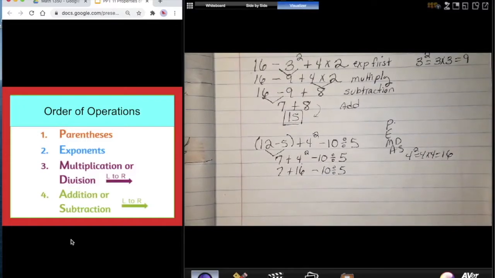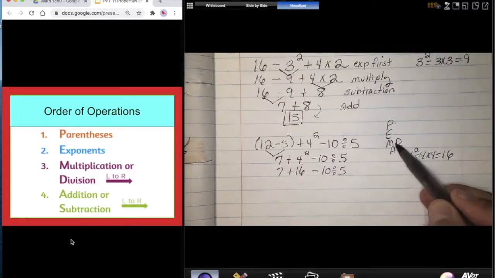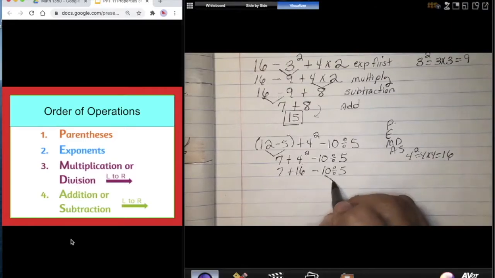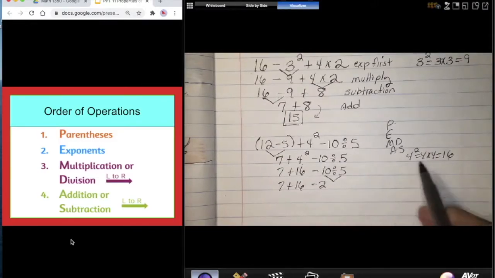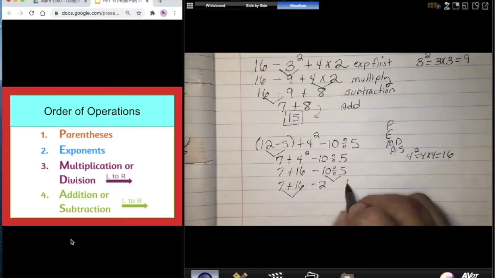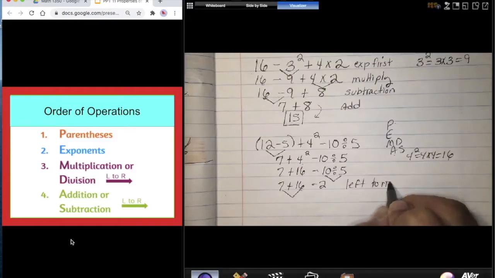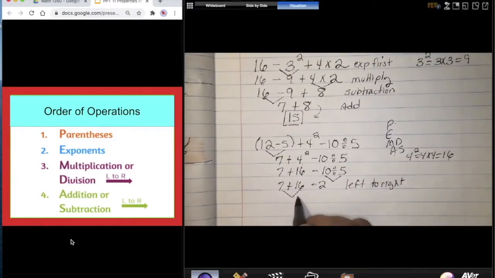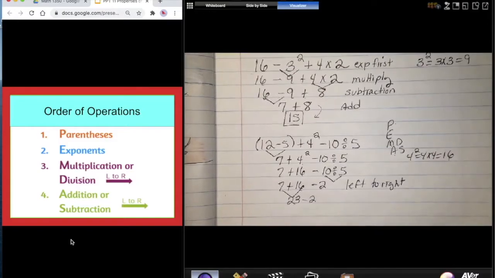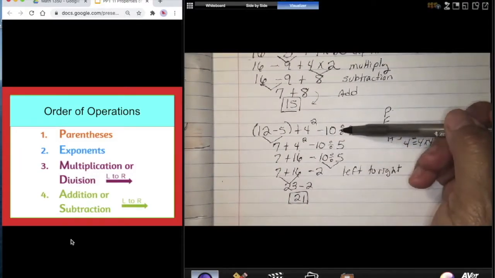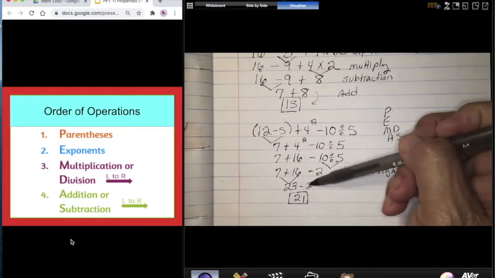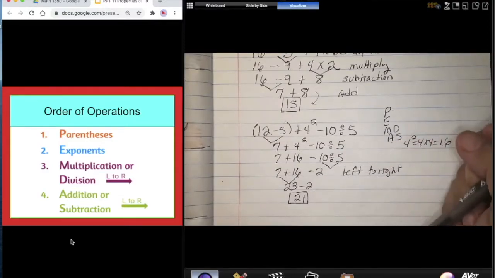Okay. There is no multiplication, so the next thing I'm going to do is divide. 10 divided by 5 is 2. The last thing I'm going to do is add or subtract, but remember, left to right. And then the last thing I do is subtract. Notice how many steps it took me. Here's my original problem, and then it took me 1, 2, 3, 4, 5 if you count the answer. And that's how many steps.